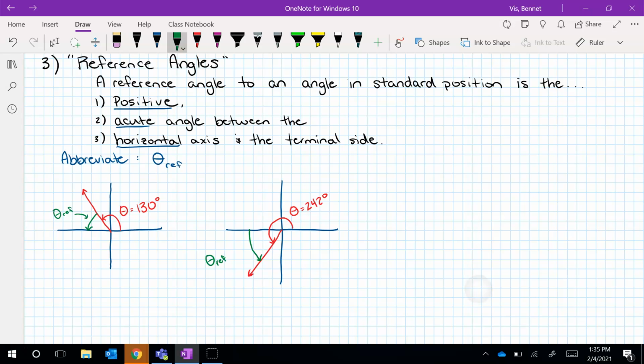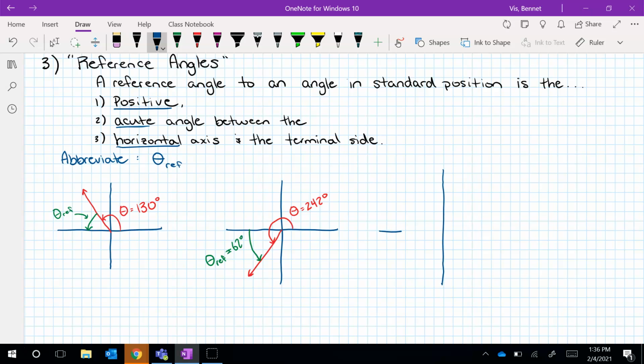It's between the horizontal axis and the terminal side, but it doesn't start at the terminal side like this first example did. It starts at the horizontal axis. And I can measure it. It's like, how far past 180 did I have to go? I went 62 degrees past 180.